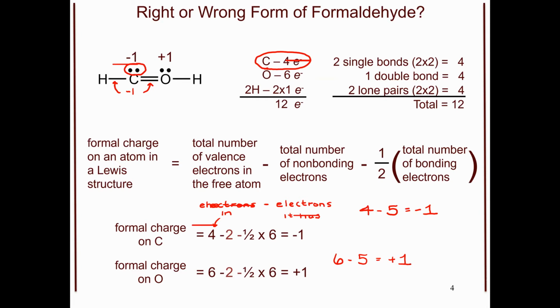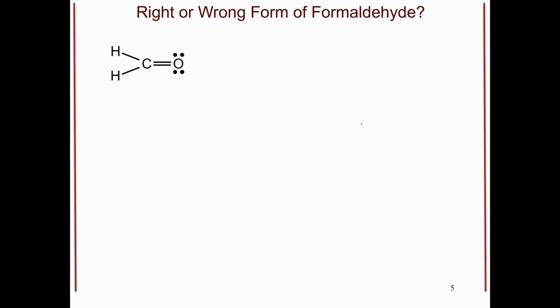Now let us go and look at our next example. Here is the other structure of formaldehyde. You will actually notice that the atoms are connected differently. In the last example, we had a hydrogen connected to the oxygen, where now both hydrogens are connected to the carbon. This is what we call a constitutional isomer, or just an isomer. This means that the atoms are connected differently.